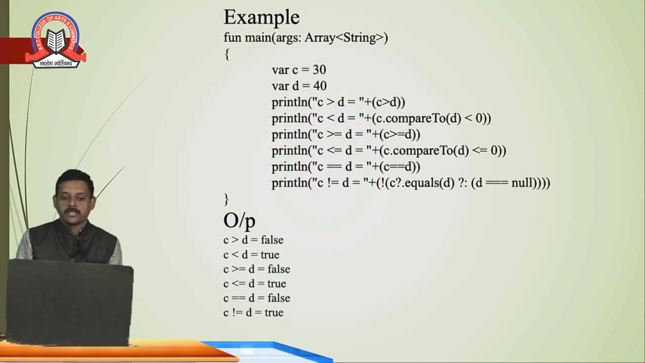And the next statement, c is less than d. Yes, 30 is less than 40, so the output is true. Similarly, c greater than or equal to d, the output is false. C is less than or equal to d, the output is true, because it's not equal to, but it is less than d, that's why the output is true. The value for c is equal to d is false, and c is not equal to d will be true.